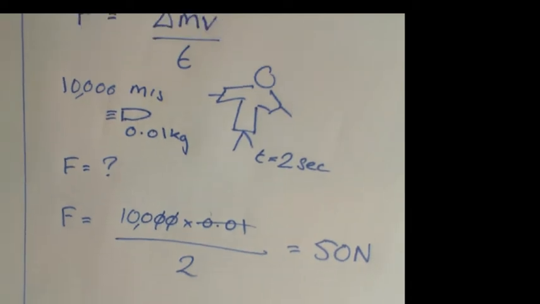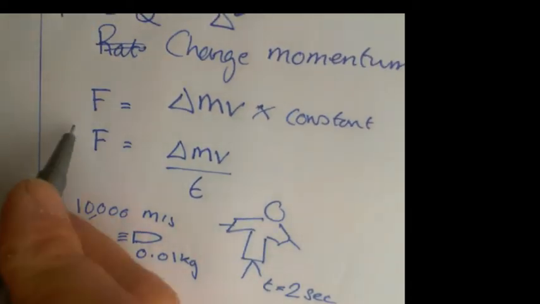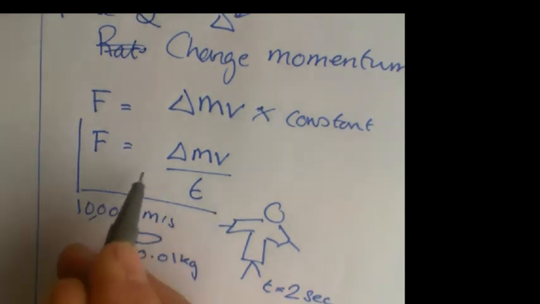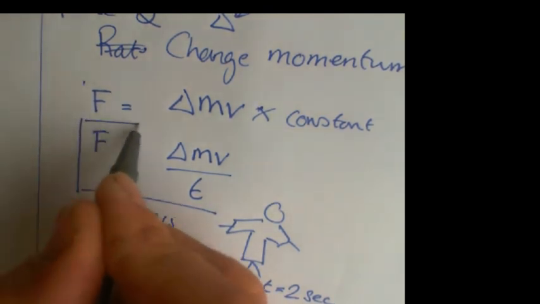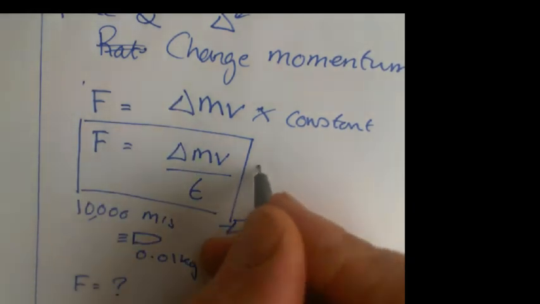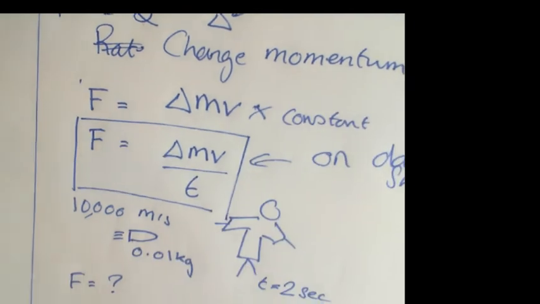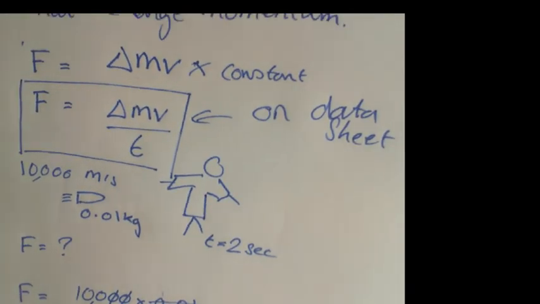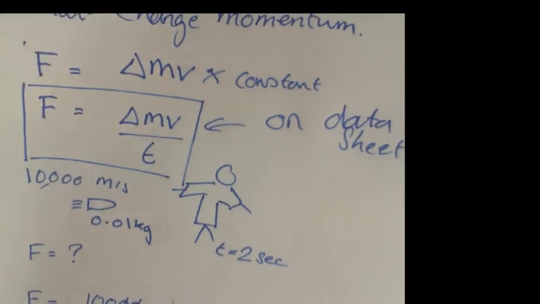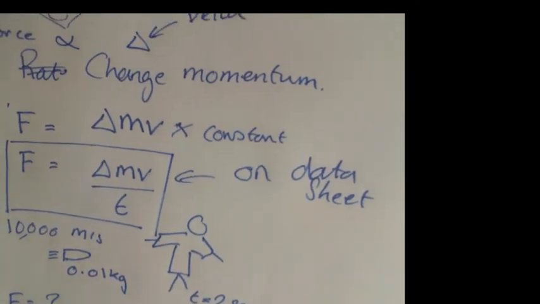And just make sure you remember this equation here, and that this delta, this triangle, means change, and that is on your data sheet. And all it means is rate of change of momentum is equal to the force.